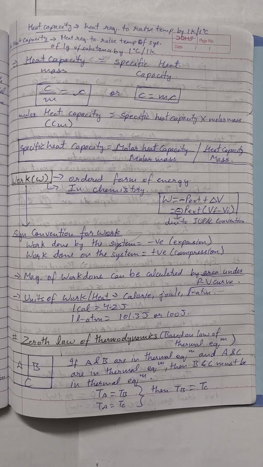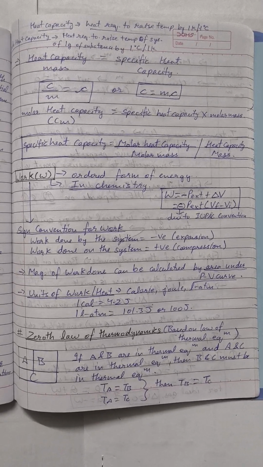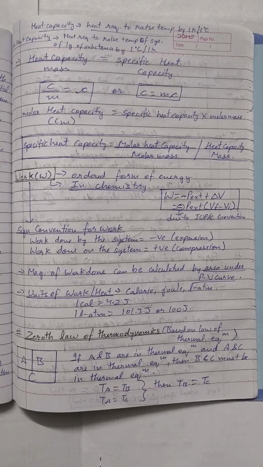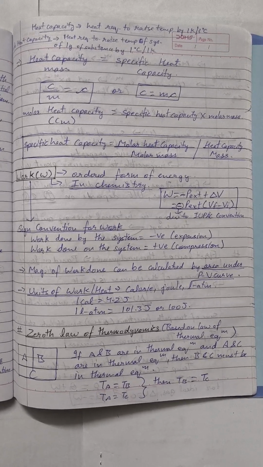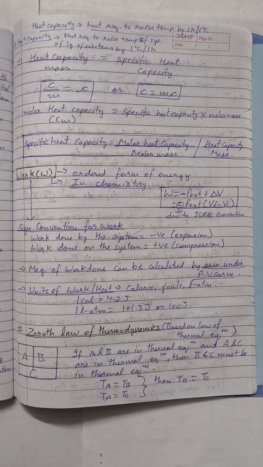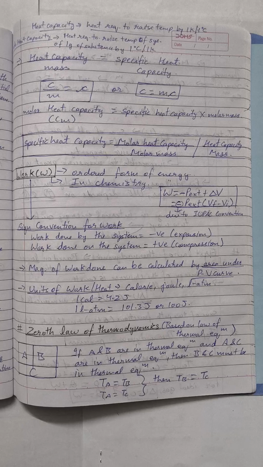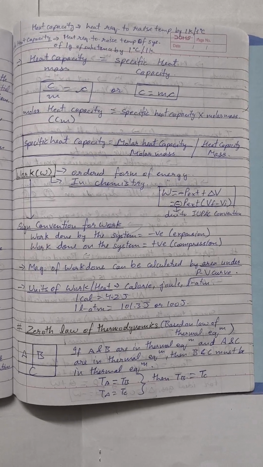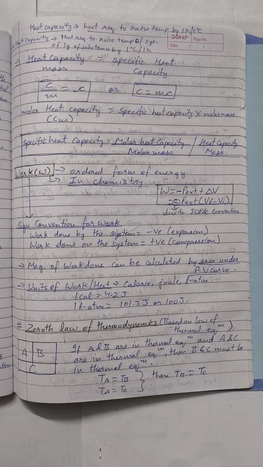It is the heat required to raise temperature by 1 Kelvin or 1 degree Celsius. Second is specific heat capacity. It is the heat required to raise temperature of 1 gram of substance by 1 degree Celsius or 1 Kelvin. Heat capacity by mass results into specific heat capacity.